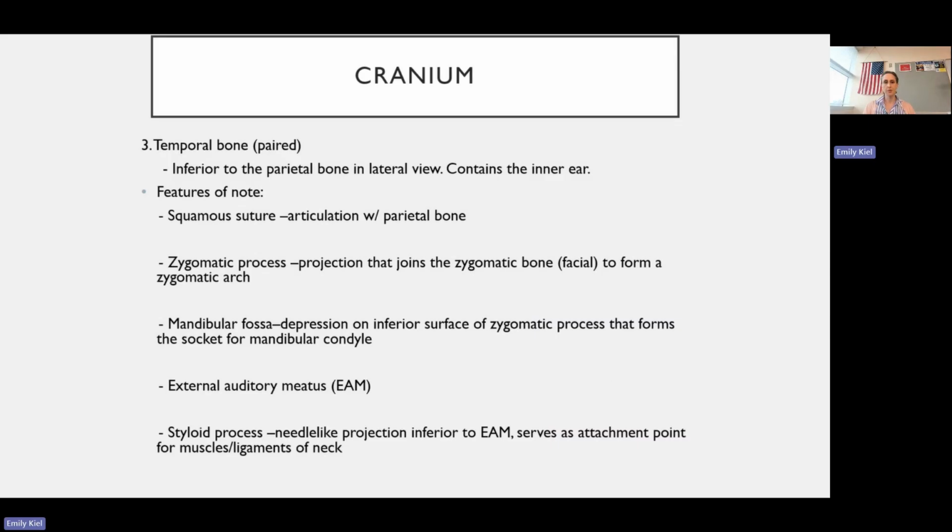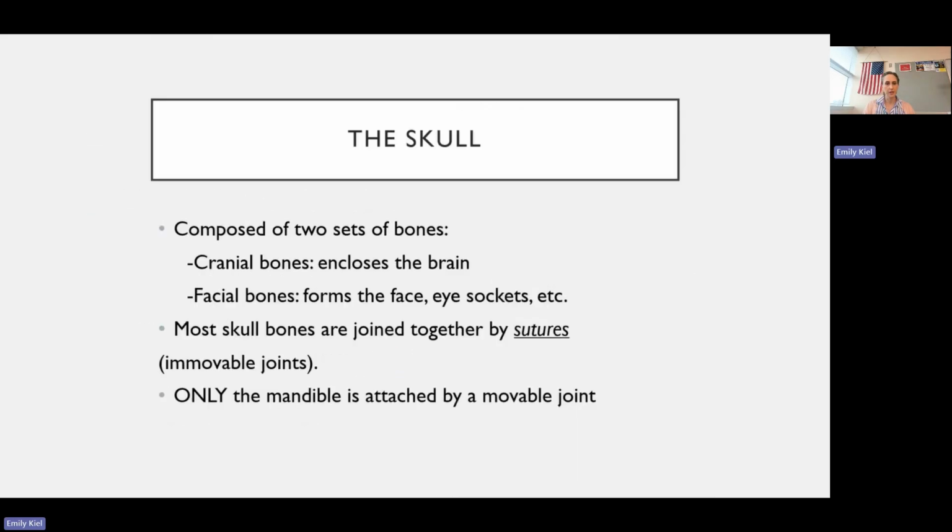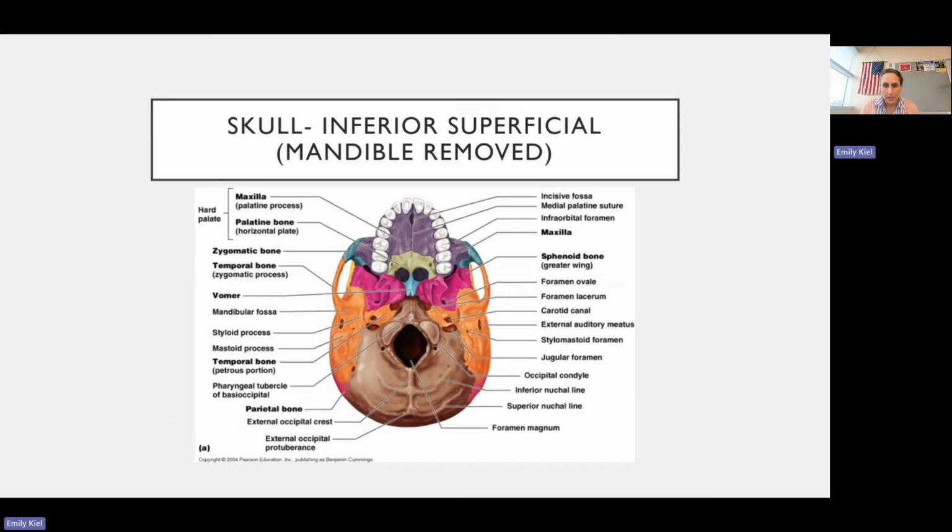We've got the temporal bones where we have the inner ear. It's got the squamous suture. It's got the zygomatic process, and that comes off of that temporal bone to join that zygomatic arch, the cheek. It's got a mandibular fossa, so it's a depression on the inside of the zygomatic process to form the socket for the mandibular condyle. Let me zip back here so we can see that mandibular fossa.